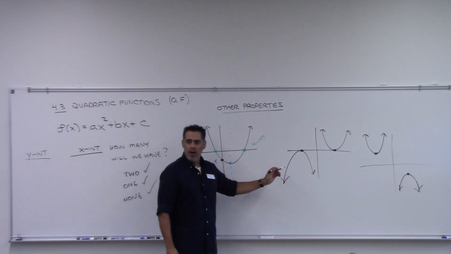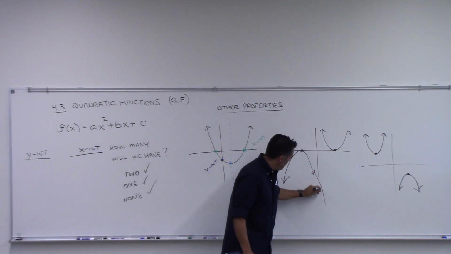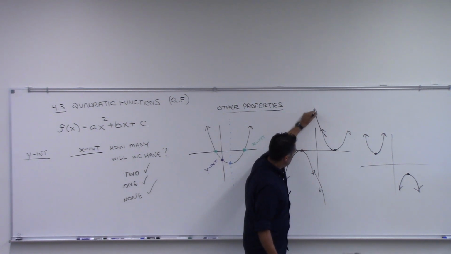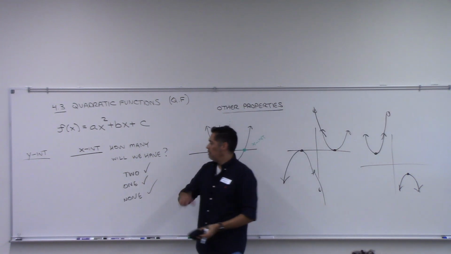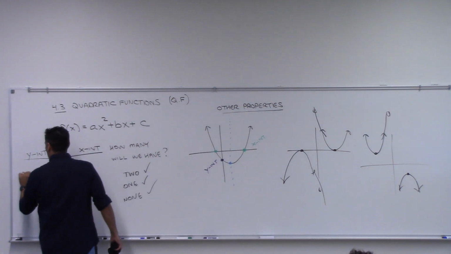It's always 1. No matter how you draw it, this one would eventually hit. This one would eventually hit. This one would eventually hit. But you will only have 1. Okay, so y-intercept, 1 only.